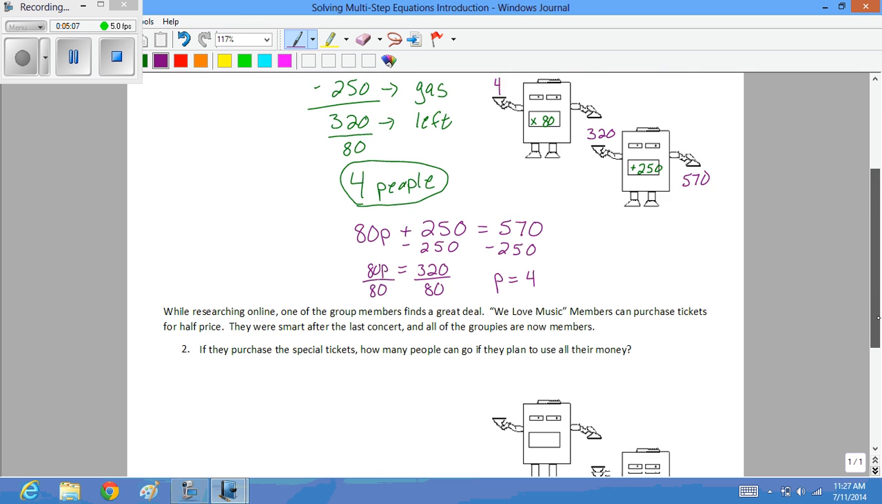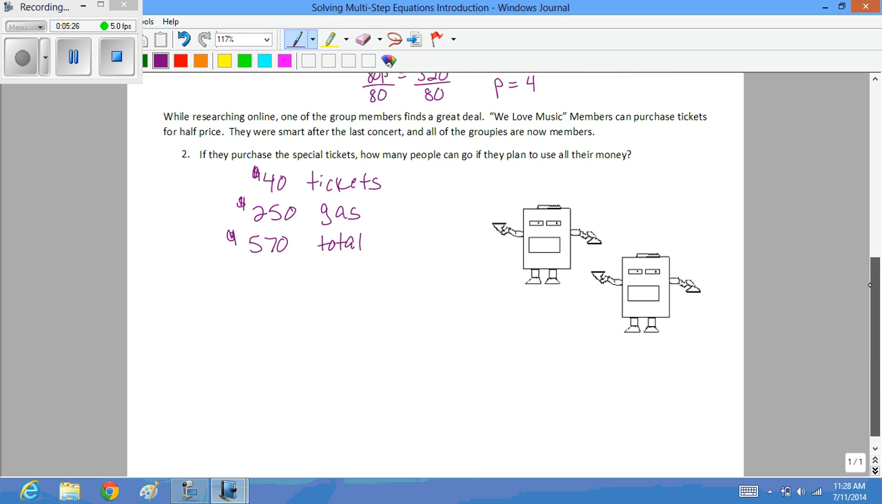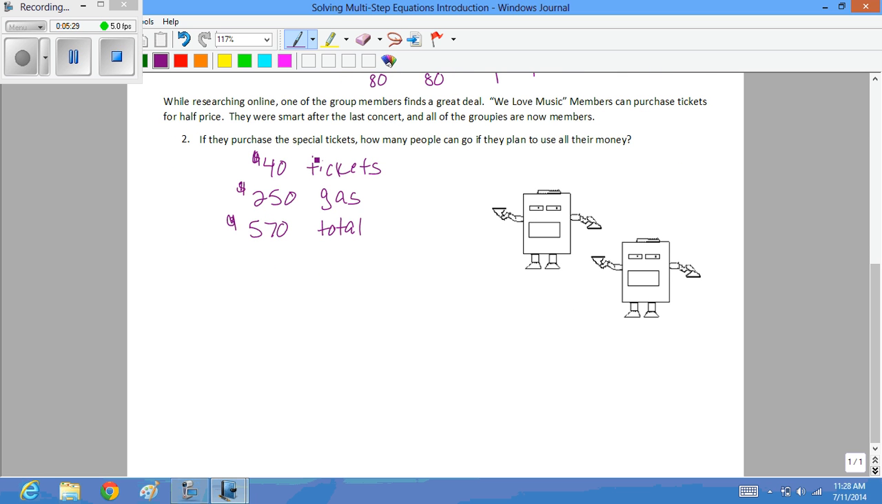Instead of $80 for tickets, now we're going to say it's $40 for tickets. Still have to pay the same price for gas, so we still have to pay that $250 for gas. And we know that we still have 570 total. Okay, I'm going to go ahead and go straight to my function machine on this one. Again, $40 for tickets. So instead of multiplying by 80, I'm then going to set up a machine that multiplies by 40, and then I'm going to add a 250.